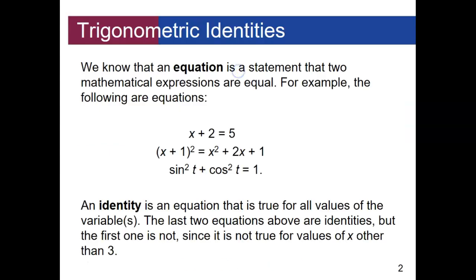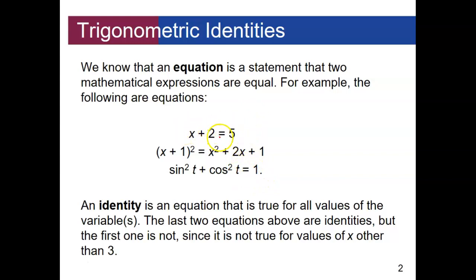So to get started today, I wanted to emphasize the difference between an equation and an identity. An equation is a statement that two mathematical expressions are equal. And what we can do is solve these equations and get solutions. An identity is a type of equation that's true for all values of the variables. So when we look at these last two, these are going to be true for everything that we put in for x and everything that we put in for t.